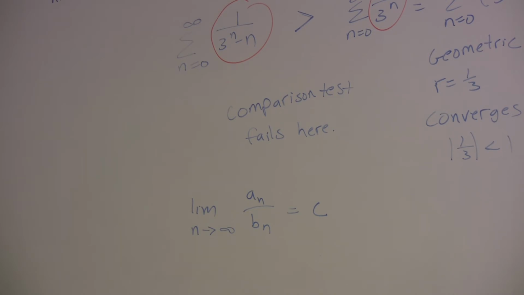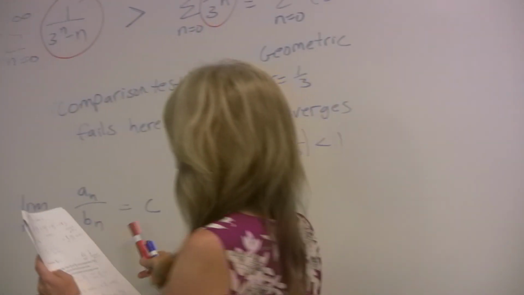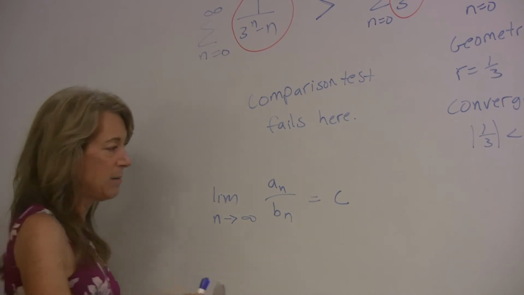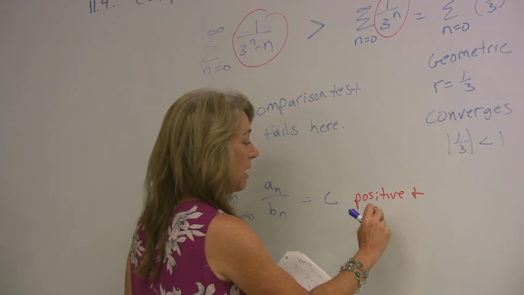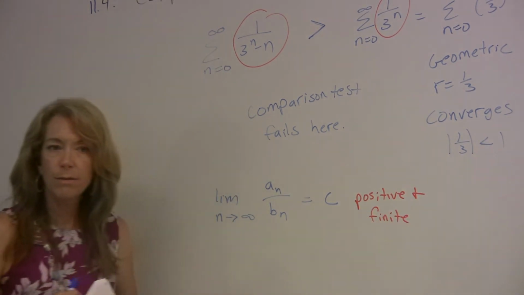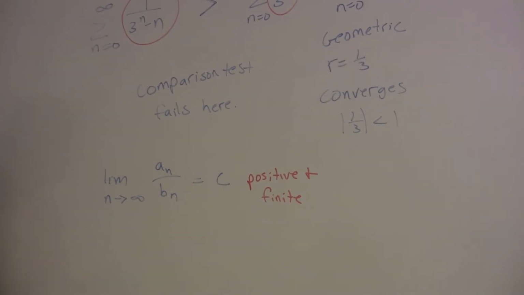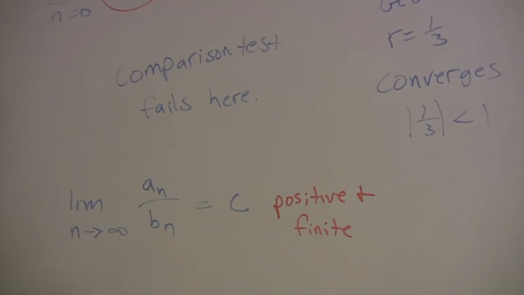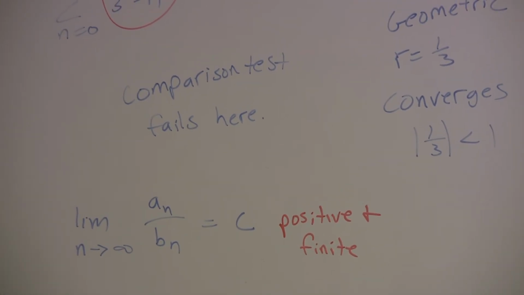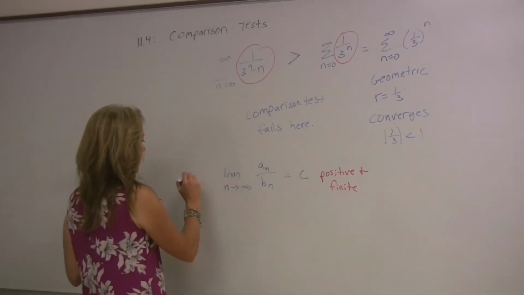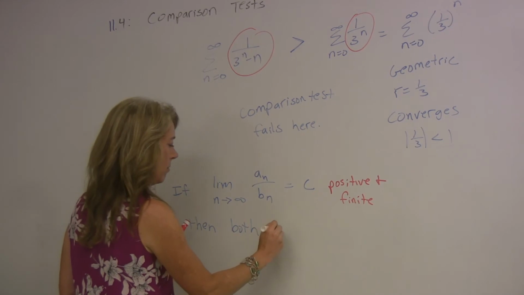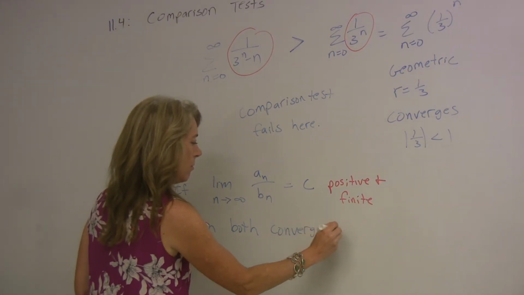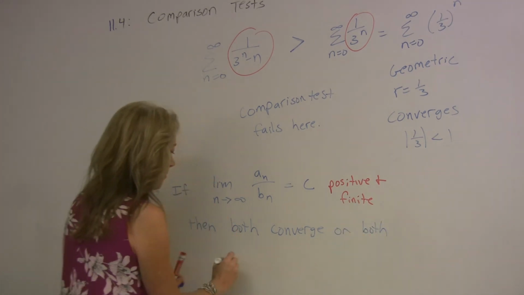So the way it's written in our notes, if you have your AN and your BN, and if the limit of those two is a constant, the constant has to be positive and finite. Can't be infinite, it's not a constant. Can't be zero, it has to be positive. If that's true, then they either both converge or both diverge. I like to say they behave the same.